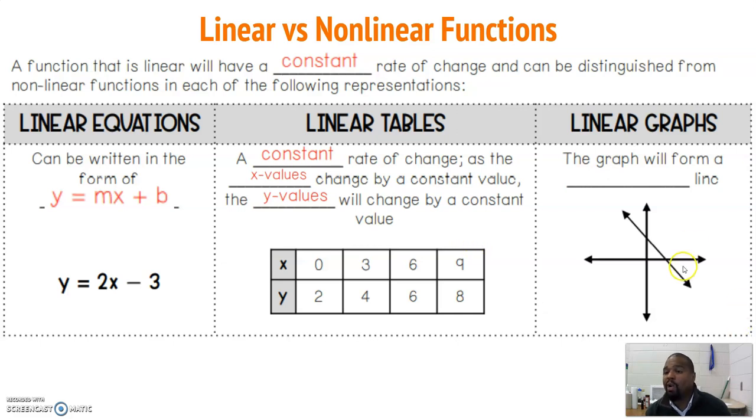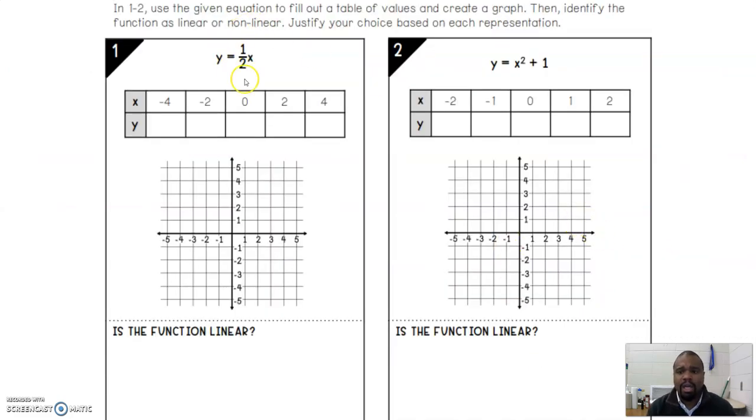Another way is looking at a graph. If the graph forms a straight line, no matter what direction the graph is in, it's going to indicate a linear function. So let's take a look at these examples and indicate if each is a linear function or not.